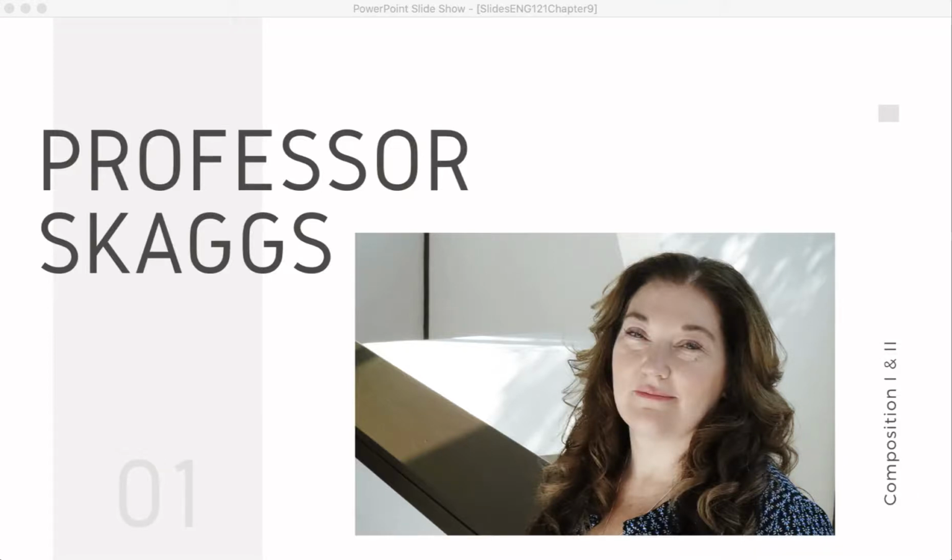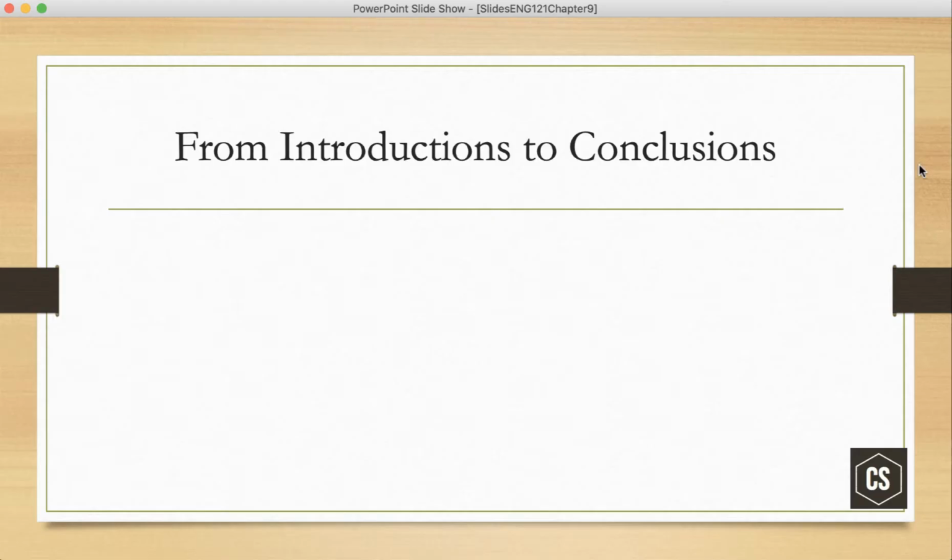Today we're going to talk about introductions and conclusions. Part of the introduction and conclusion is going to be how to develop paragraphs, and you'll notice that a lot of the feedback that you got on your last paper is going to be answered, or at least I'm going to answer the question of how to make your next paper stronger.